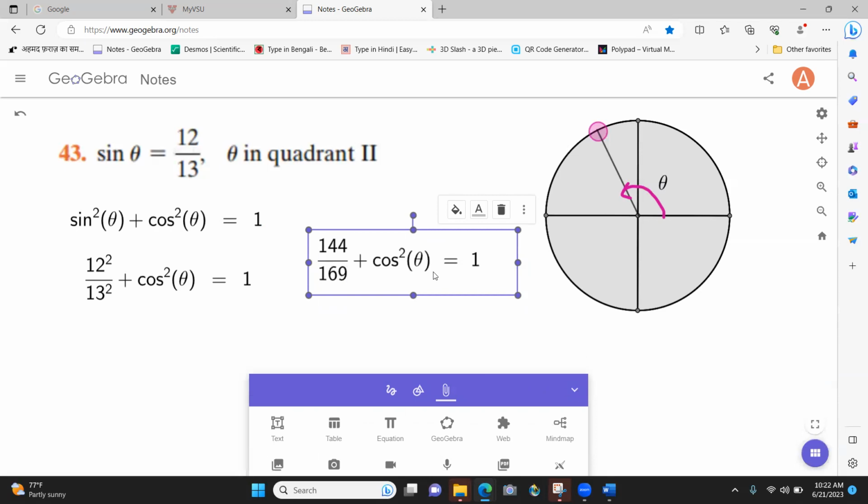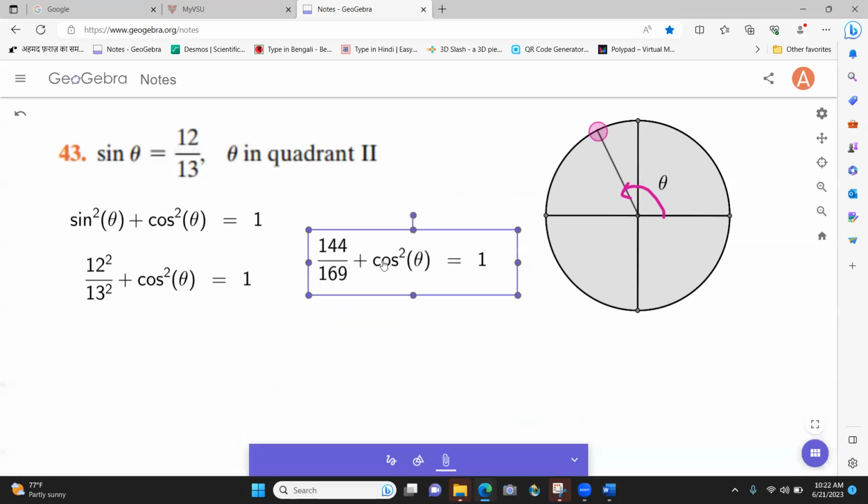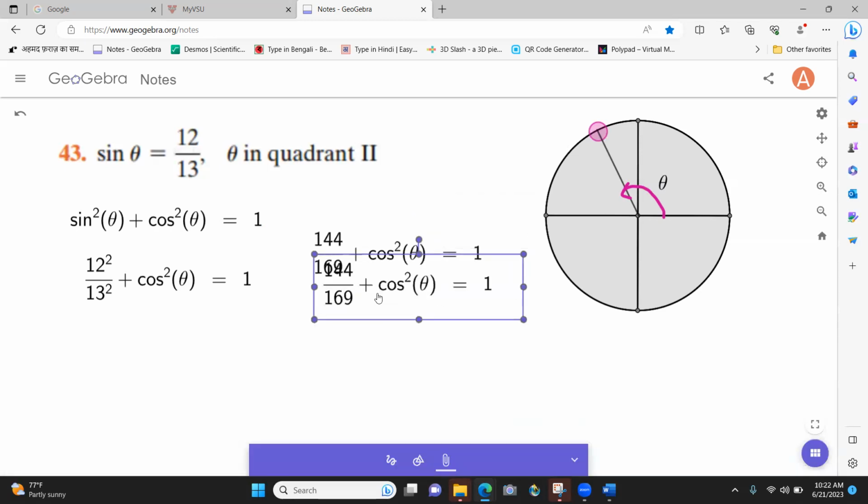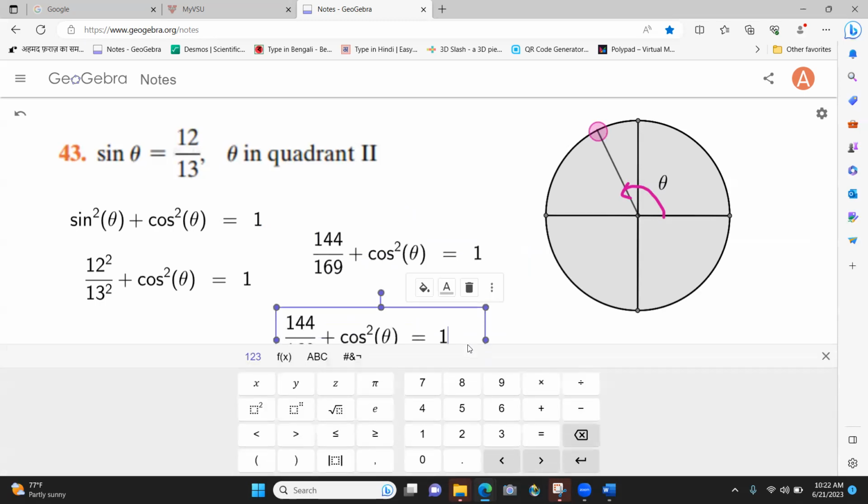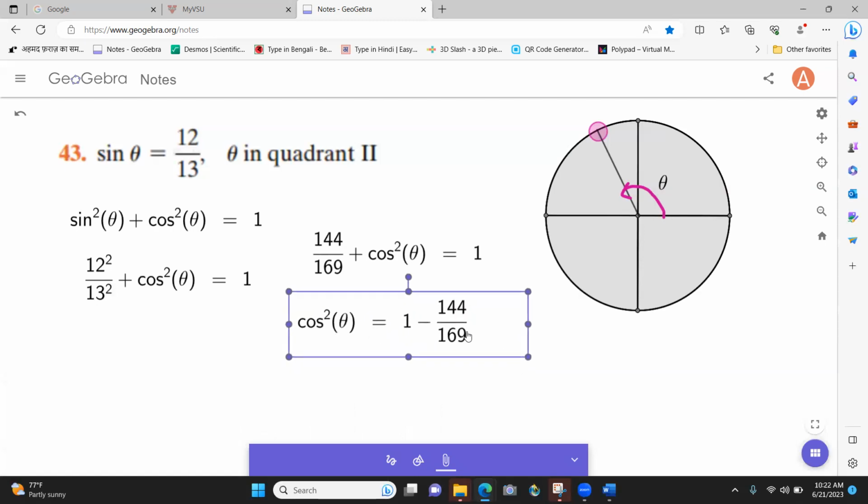Okay, I'll solve for cosine squared theta. Not a big deal. I'm going to subtract 144 divided by 169 from 1. Now, you can do it by writing. I'm going to do it the old-fashioned way. I can, of course, use my calculator. I can say this, okay?